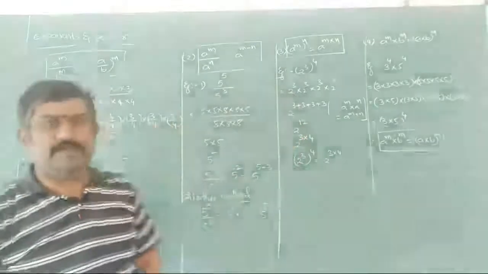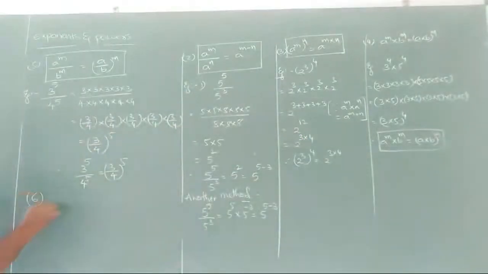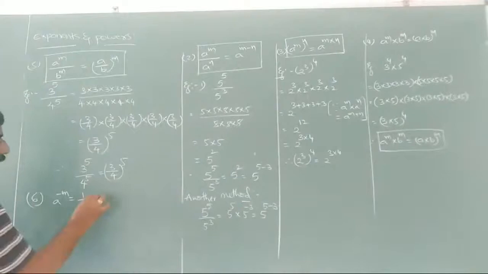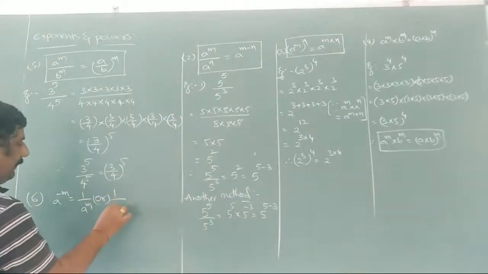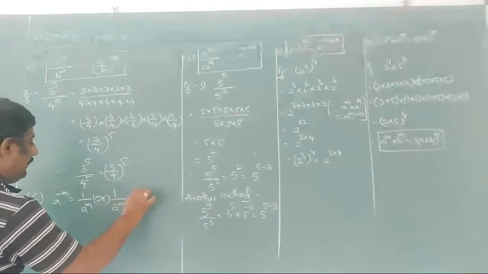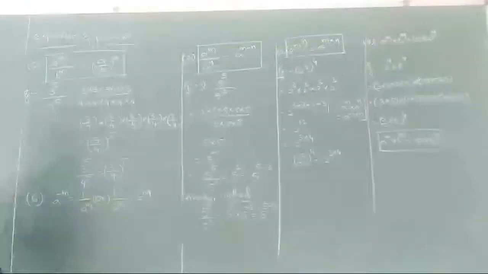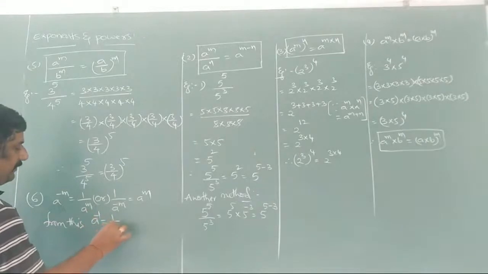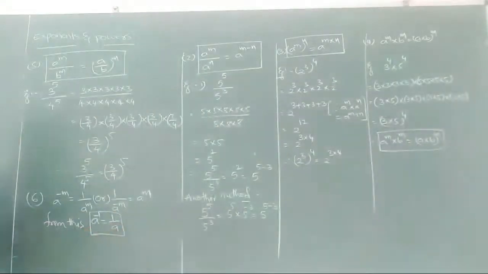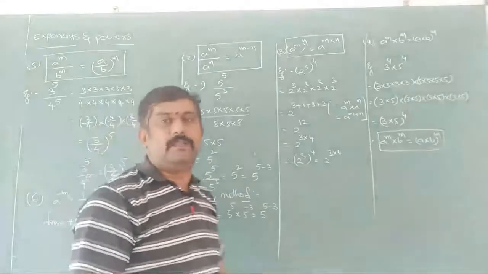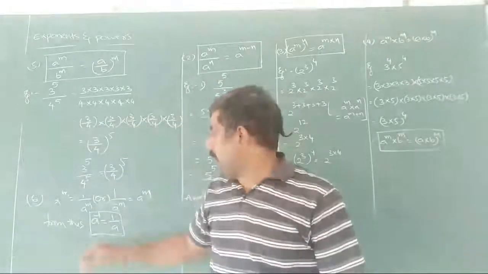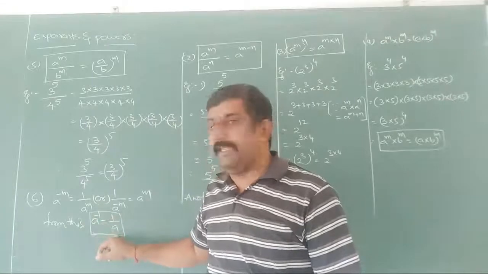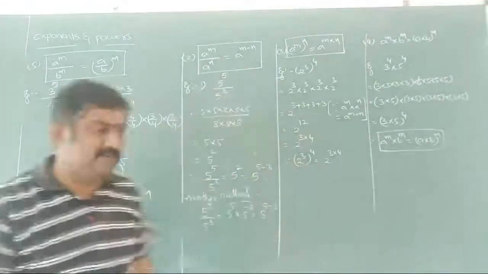And next one already we know. Of course, once again we are writing here. A to the power of minus m is nothing but 1 by a to the power of m, or 1 by a to the power of minus m can be written as a to the power of m. And from this, one more I am writing here. A to the power of minus 1 is nothing but 1 by a. In the place of m we are going to substitute 1. What will we get now? A to the power of minus 1 will simply be 1 by a. And one more already we know, the 7th one we are taking.